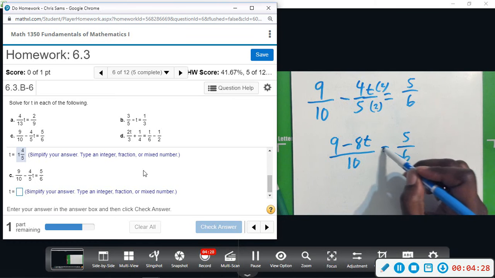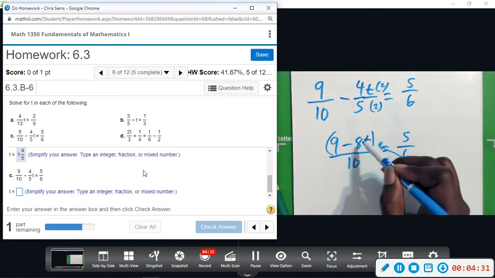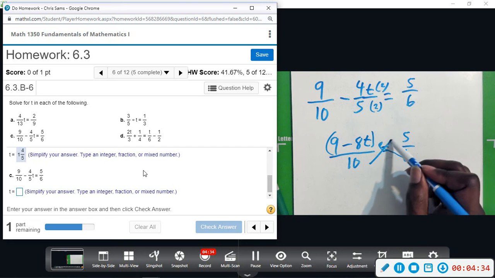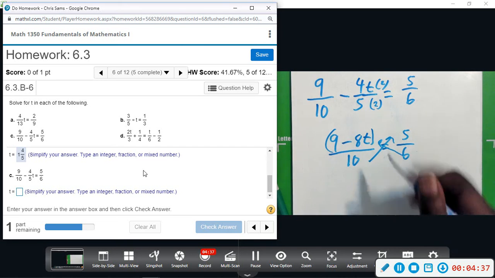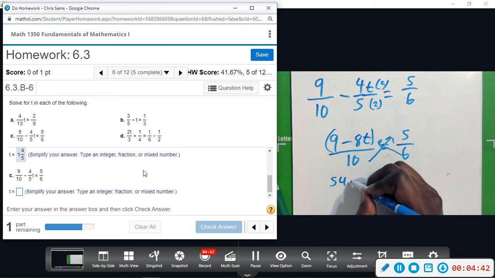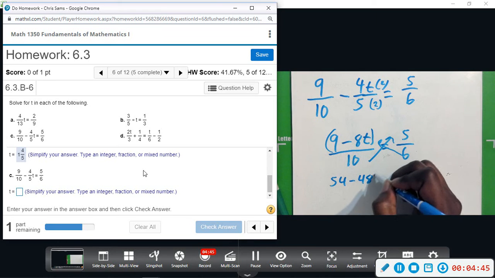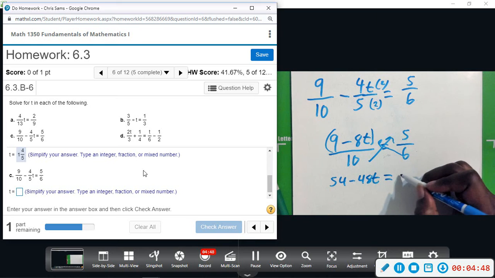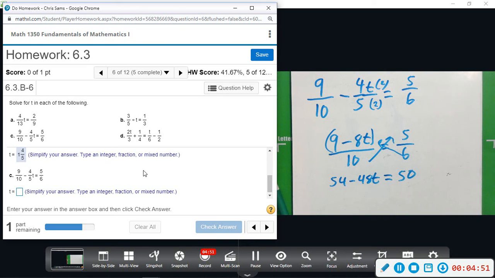And then we'll cross multiply. So this time this 6 is going to get distributed to both terms. 10 will multiply to the 5. So 6 times 9, 54. 6 times 8, 48. Bring the t. 10 times 5 equals 50. So we will subtract 54 to get like terms together. This will be 0. Bring down the negative 48t equals negative 4.